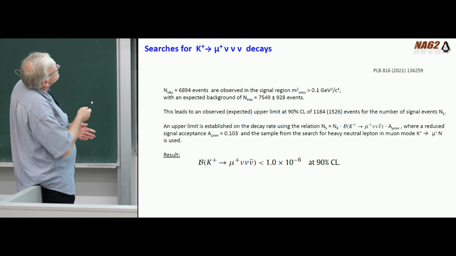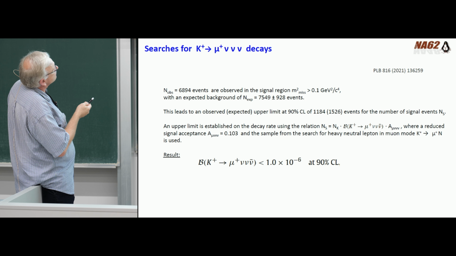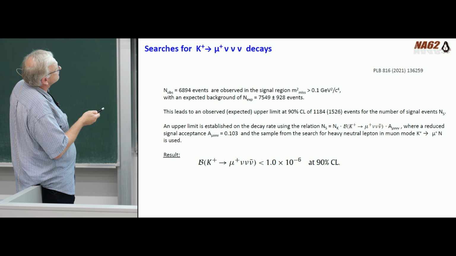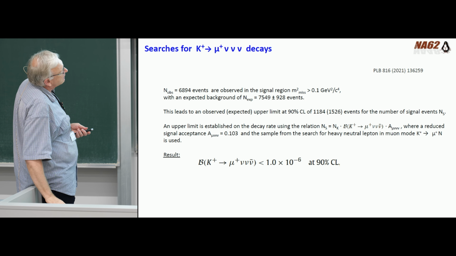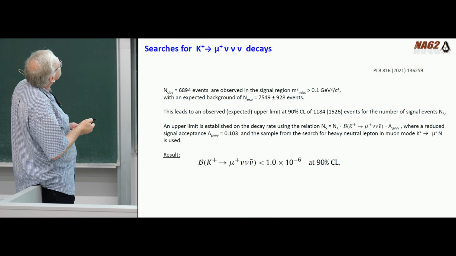Then there was a related search for this branching ratio, and no signal was found. So the limit is like this.